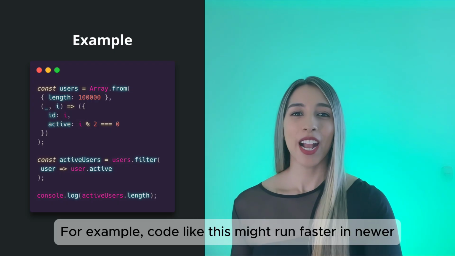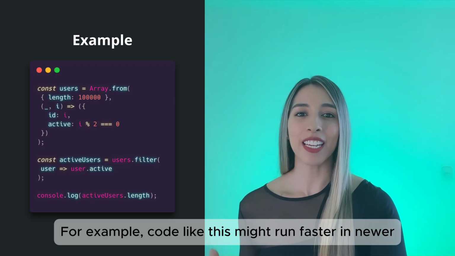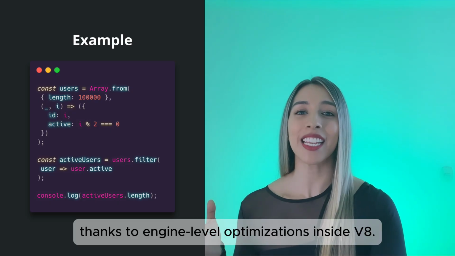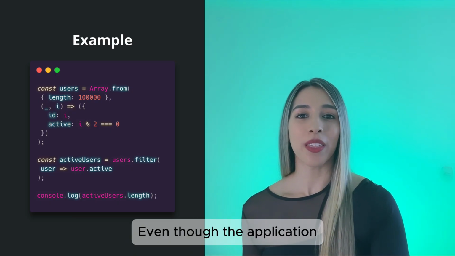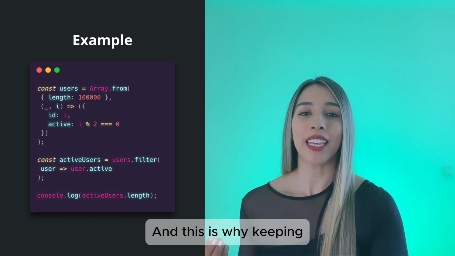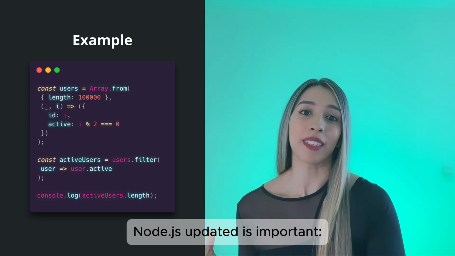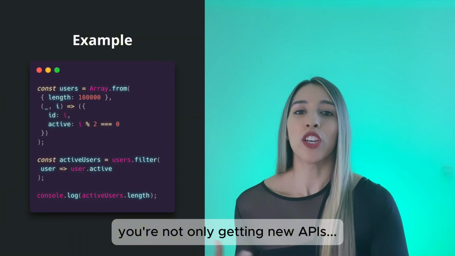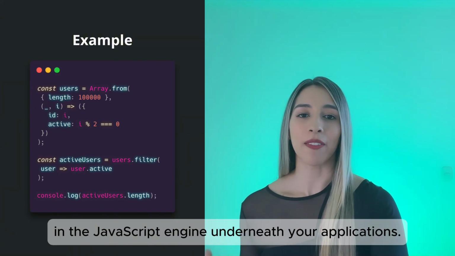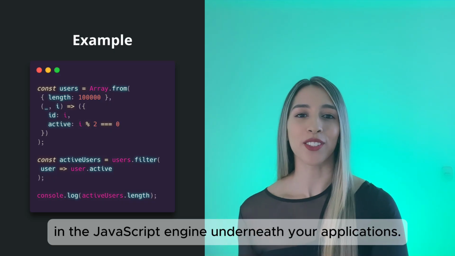For example, code like this might run faster in newer Node.js versions thanks to engine-level optimizations inside V8, even though the application code itself hasn't changed at all. And this is why keeping Node.js updated is important. You're not only getting new APIs, you're also getting years of improvements in the JavaScript engine underneath your applications.